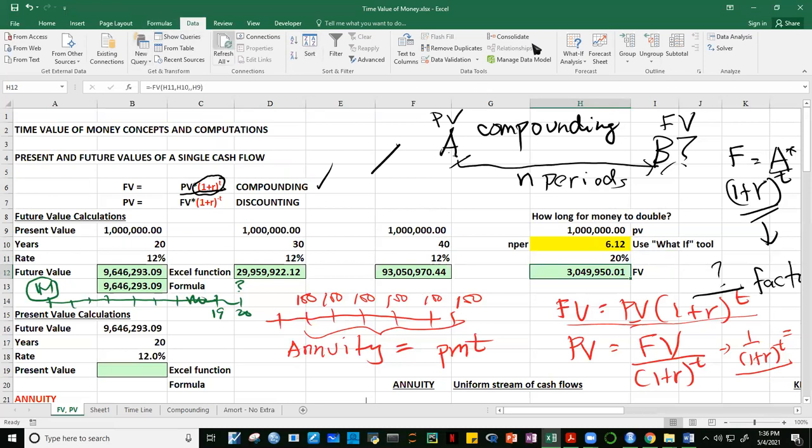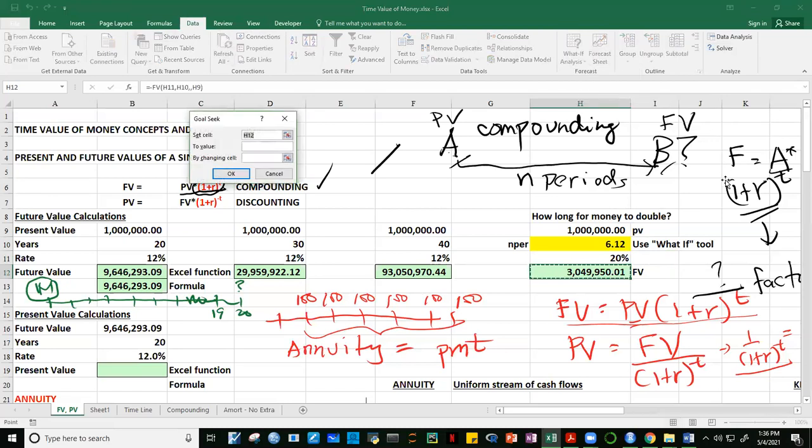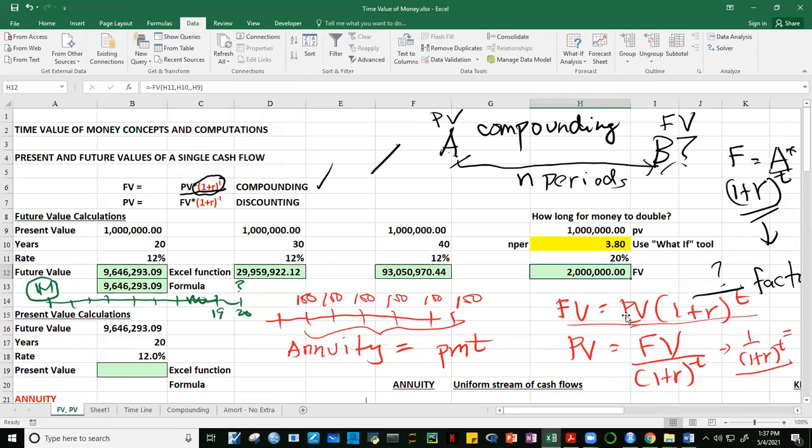Let's solve this again. Data, what-if analysis, goal seek, set cell, this one, to what value? To 2 million. By changing this cell. Okay. So notice guys, kanina 6 years, no? Ngayon 3.8 na lang. So mas mabilis madodoble yung pera, guys, if the rate of return is 20%. So you notice guys, yung mga changes, no? Control Z ko nga. Okay, so binalik natin sa kanina, 12% yung rate of return and naging 2 million siya in 6.12 years time.